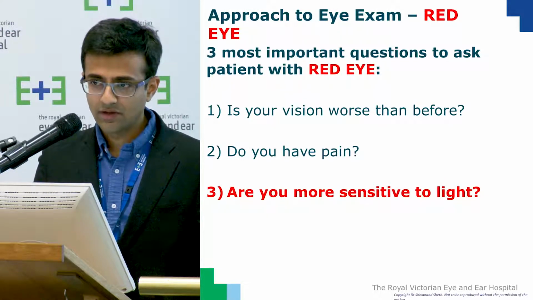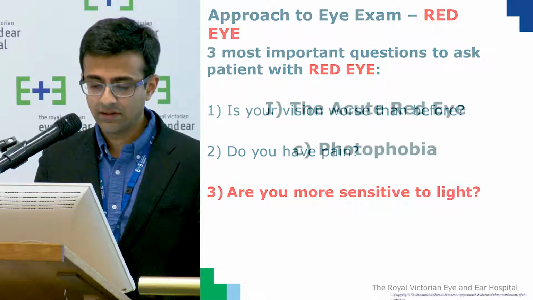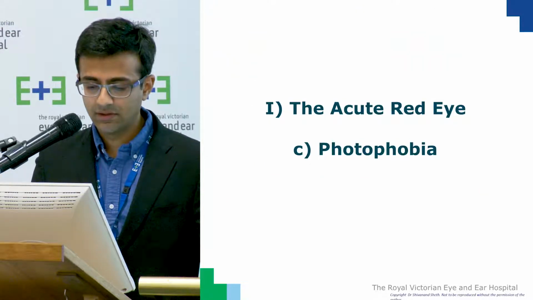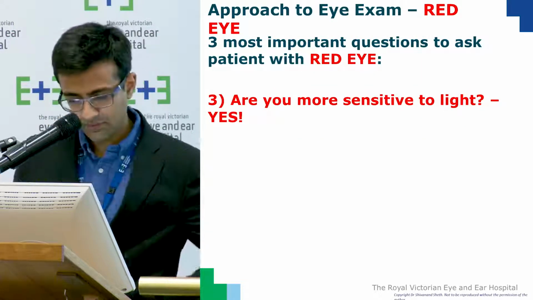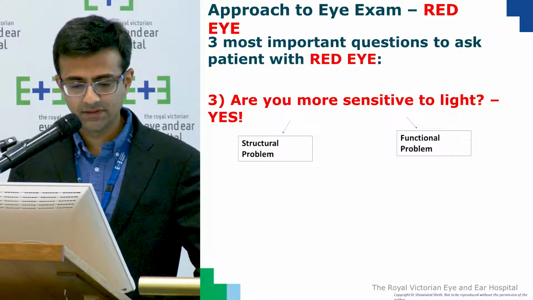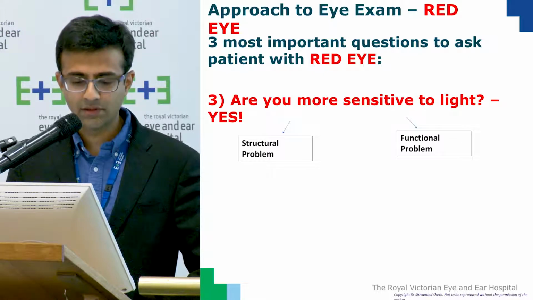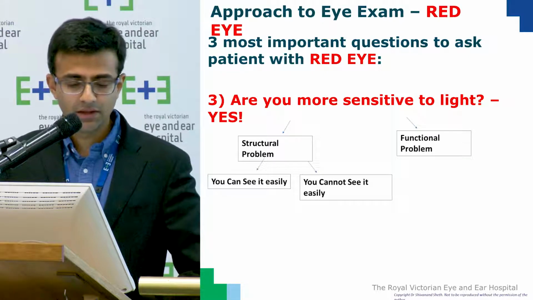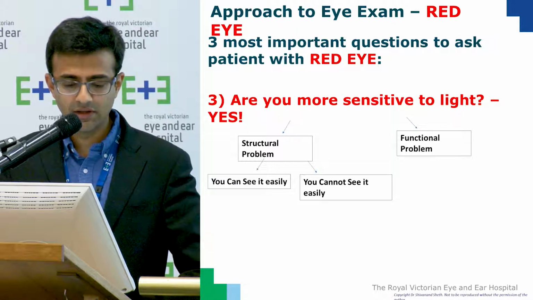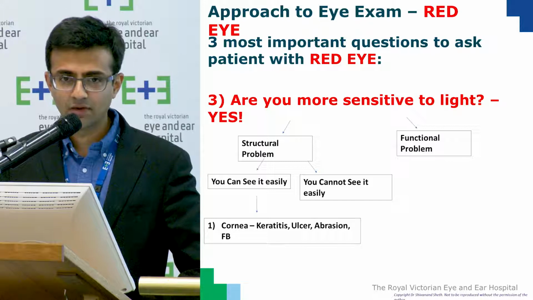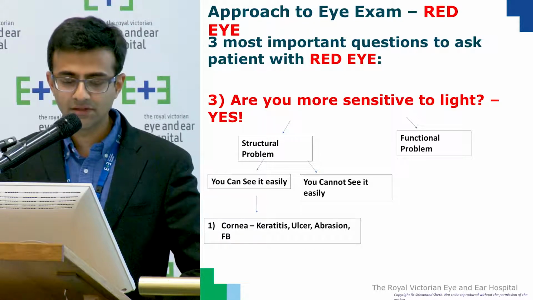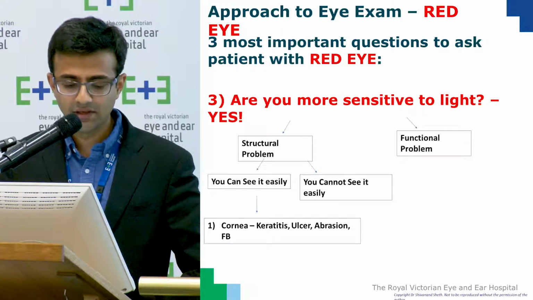Third most important question: are you sensitive to light? So we come to the third red flag, that's photophobia. So are you more sensitive to light? And the patient says yes. Again, structural and functional. What are the structures of the eye that can cause light sensitivity? You can see it easily, generally in the cornea, because corneal inflammation or trauma can make the person exquisitely light sensitive: keratitis, ulcers, abrasions, and foreign body.